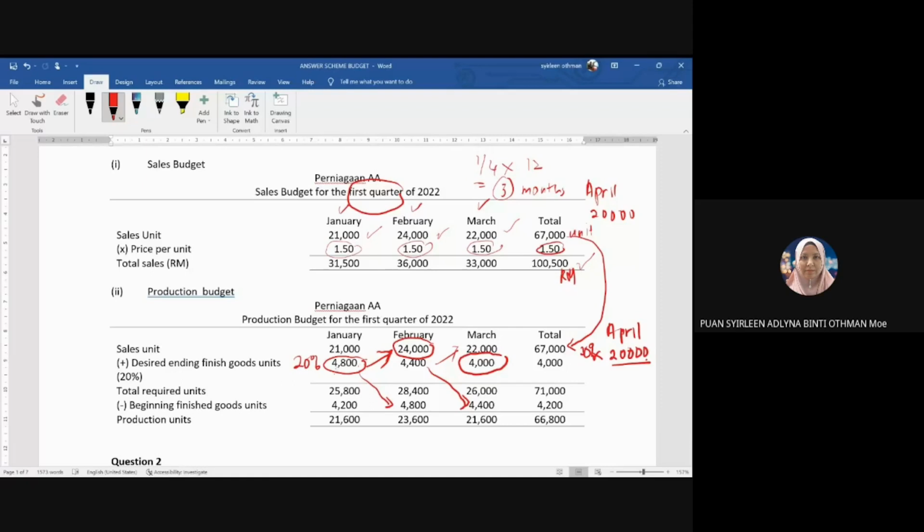Some people wonder how I get this 4,200. The 4,200 is the beginning inventory for January, which means it is the ending inventory for December. How do we get the ending inventory of 4,200? We take 20% of 21,000, because December connects with January. So the ending inventory for December is 20% of January sales. January sales is 21,000, and 20% of 21,000 is 4,200. That's how I get the beginning inventory for January, and the ending inventory for January, February and March. So your production unit will be 66,800.